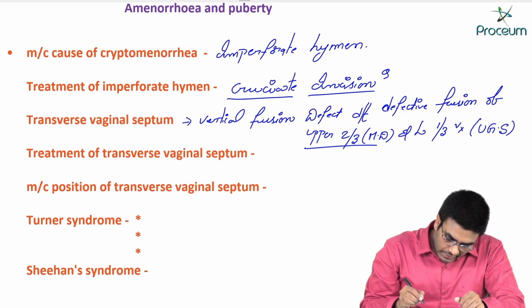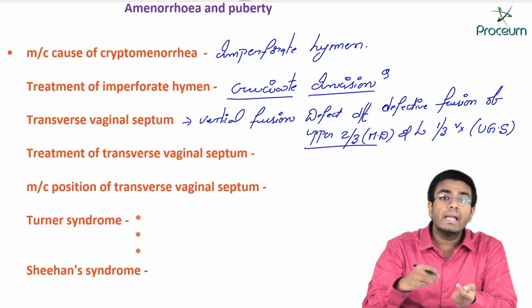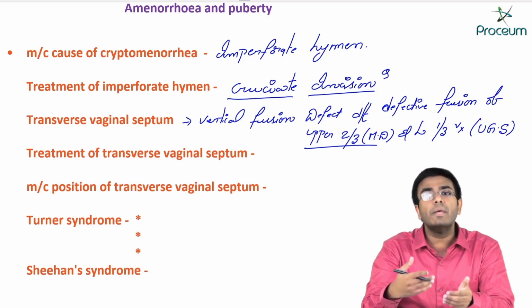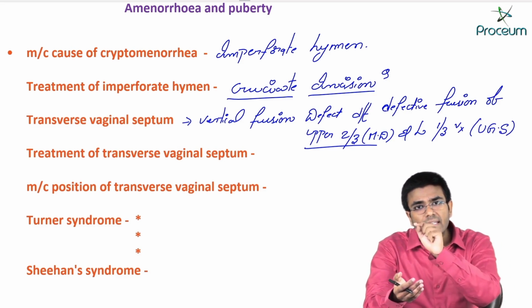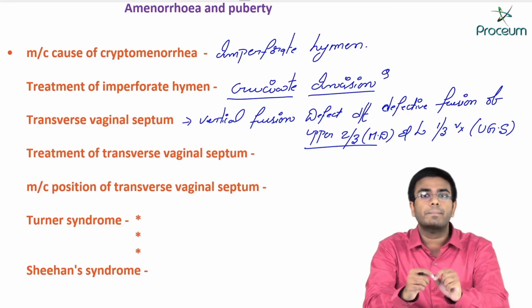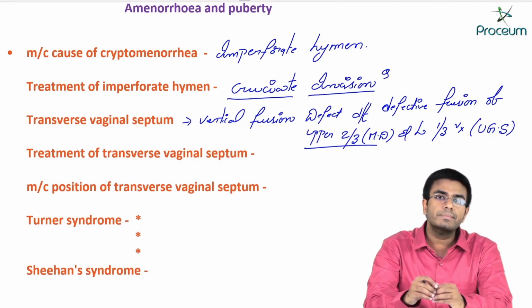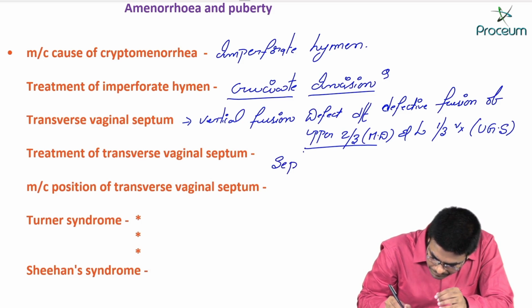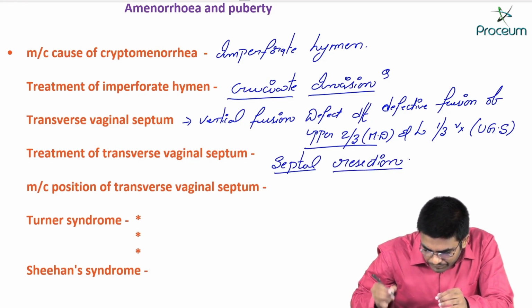Now, what is the treatment of this transverse vaginal septum? If there is this transverse vaginal septum, again the patient is going to present to our clinic with the chief complaint of primary amenorrhea, which is a cryptomenorrhea. She is not going to have her menses. Why? Because there is an obstruction, the transverse vaginal septum. Now, the treatment is septal resection. We are going to take out that septum.